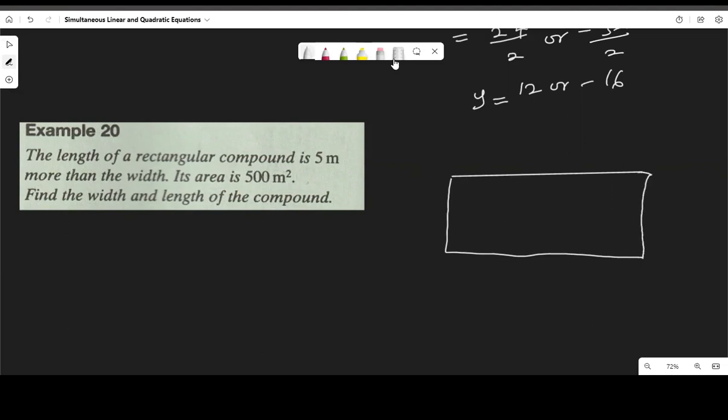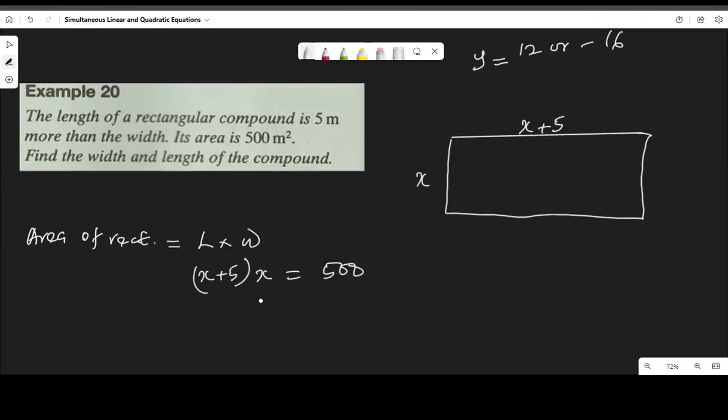The question says the length of a rectangular compound is 5 meters more than the width. So if the width is x, that means the length will be x plus 5, since they said the length is 5 meters more than the width. And its area is 500 meters square. We know that area of a rectangle is length times width. The length is x plus 5, the width is x, and the area is 500 meters square.